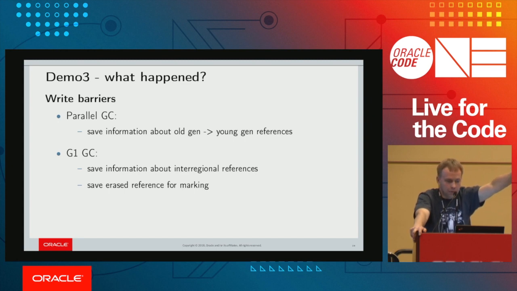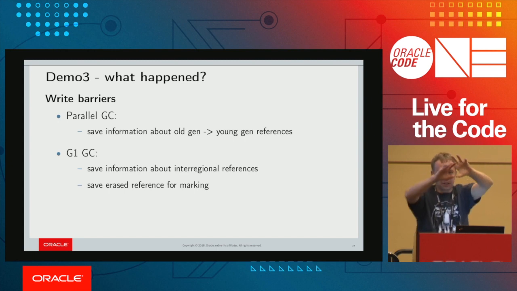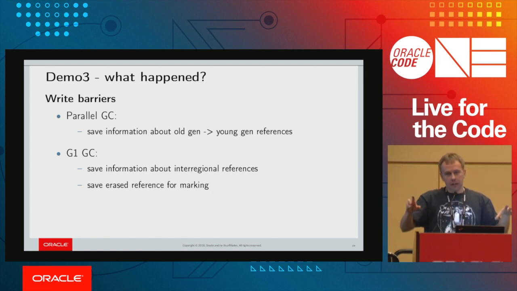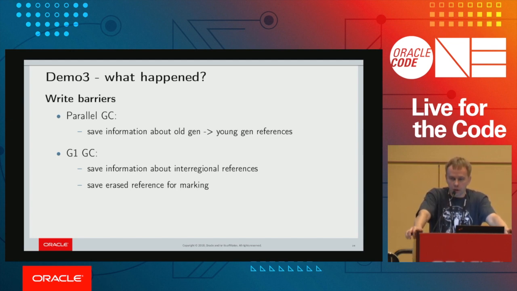For G1, there are two kinds of write barriers. First of all, save the same information on references from one region to another region, and the second kind of barrier is when you are rewriting some old value, we have to save information about the old value if we are doing concurrent marking. That barrier doesn't work at all phases.